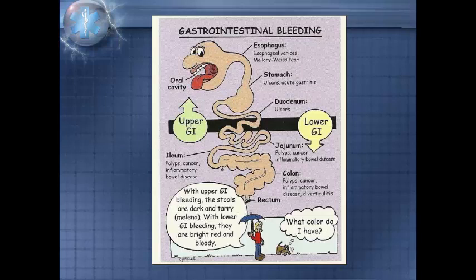So our upper GI causes would be like an esophageal varice, or a Mallory-Weiss tear, which is where the esophagus basically becomes detached from the stomach. It usually leads to a life-threatening bleed. This is more common in chronic bulimics and severe alcoholism. In your stomach, if you have an ulcer, acute gastritis can cause some bleeding. In the duodenum, you can have ulcers.